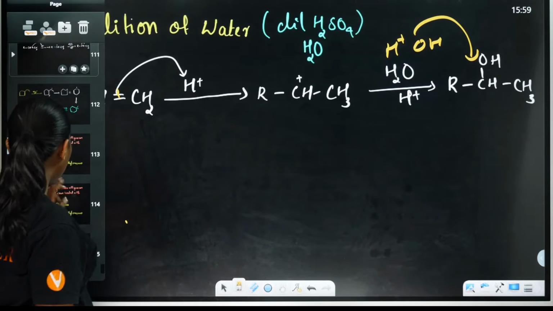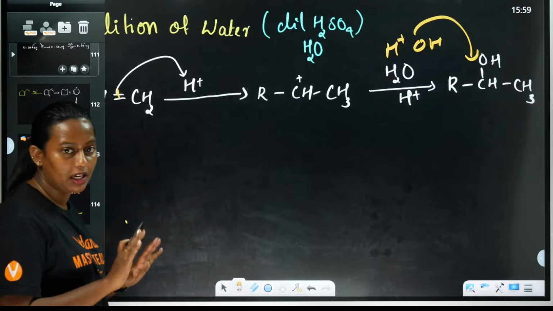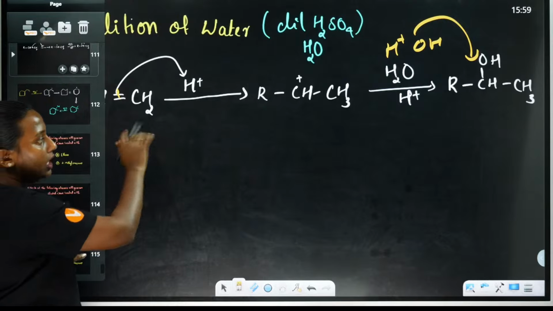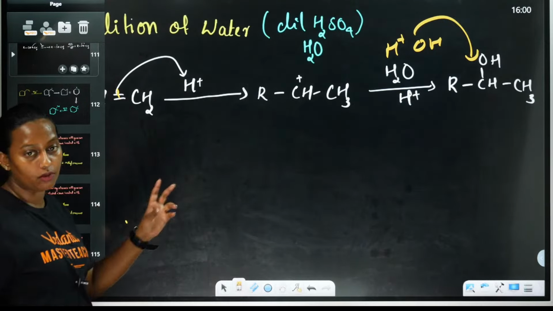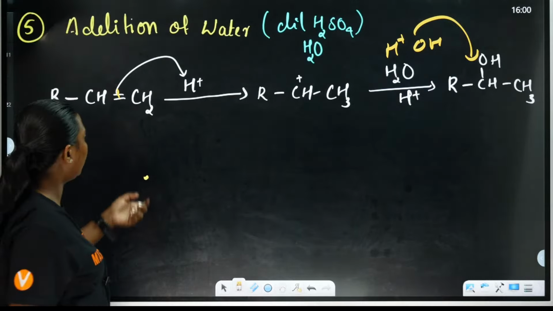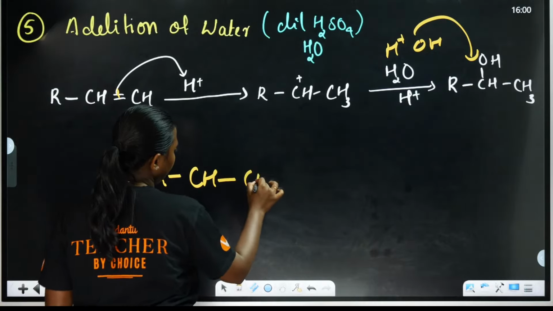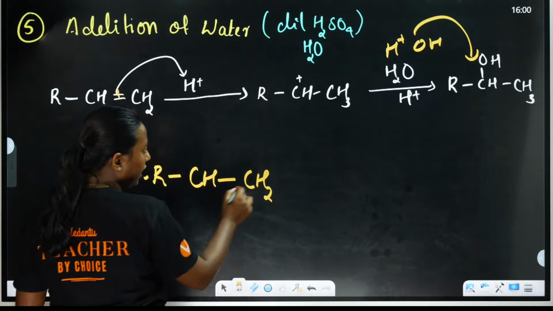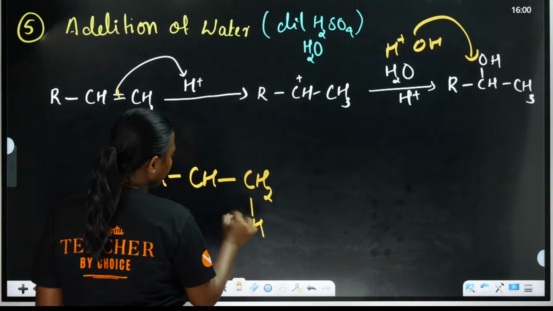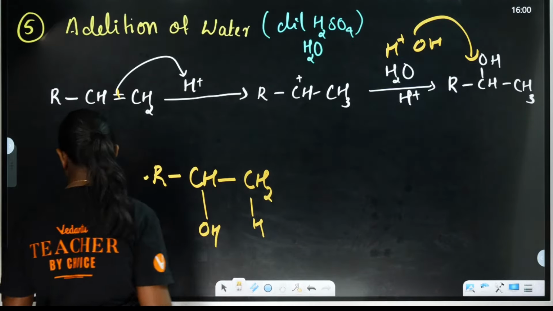இதுலயும் mechanism இல்ல. Mechanism உங்களுக்கு அவ்வளோ தேவையில்லை, but concept புரிஞ்சா போதும். If you are treating with water, we will get alcohol. This double bond will break and one side la hydrogen வரும், one side la OH வரும், you will get alcohol.